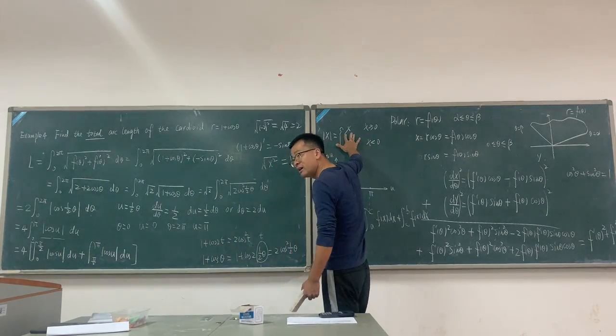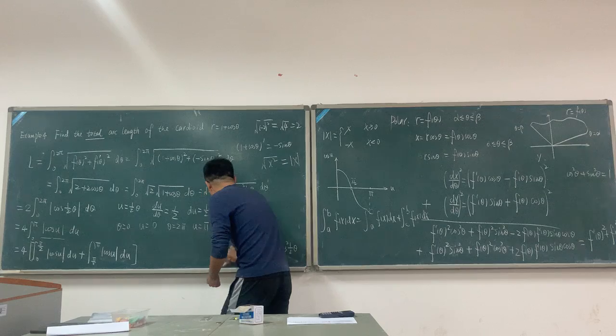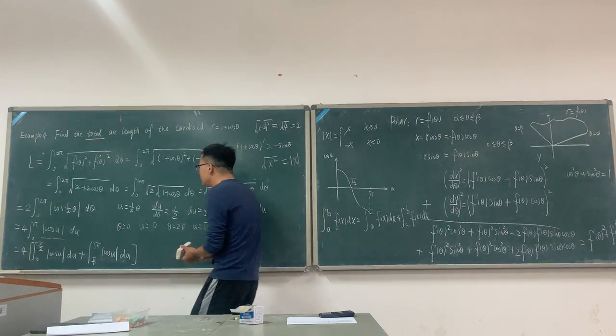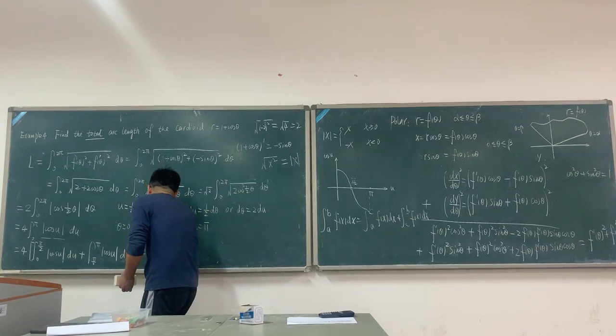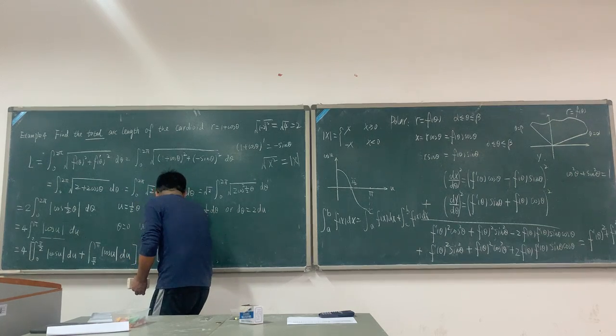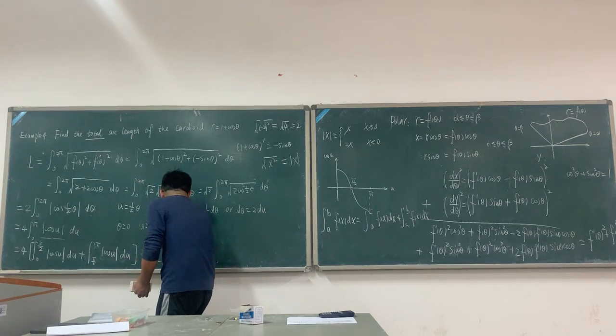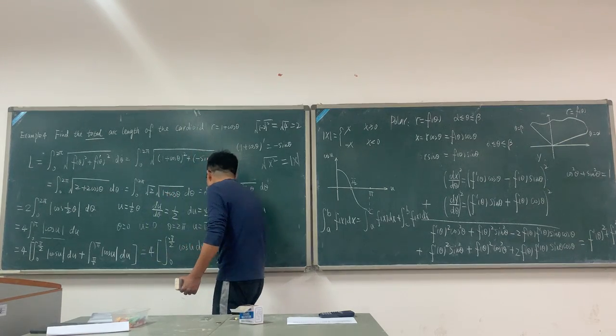Positive equal to x, yeah? So here means what? So this equal to 4, here is from 0 to 1/2 pi, here is cosine u du. This is the first part, okay?